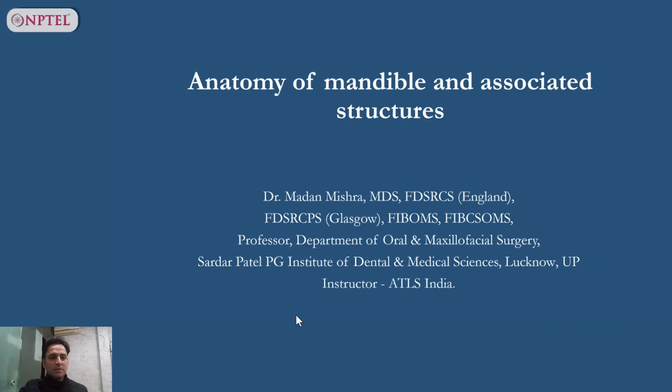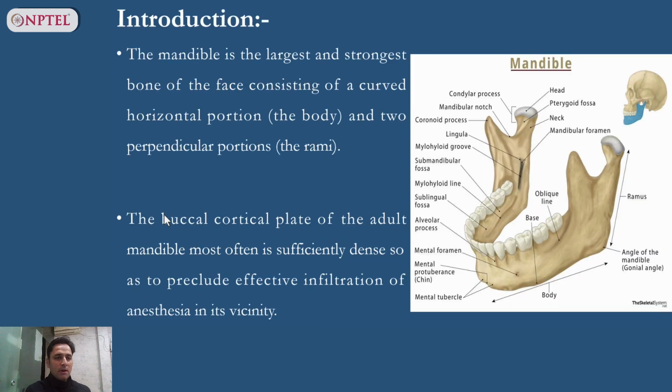Dear participants, in this lecture, I am going to discuss the anatomy of the mandible and associated structures. The mandible is the largest and the strongest bone of the face, consisting of a curved horizontal portion, that is the body, and two perpendicular portions, the rami.